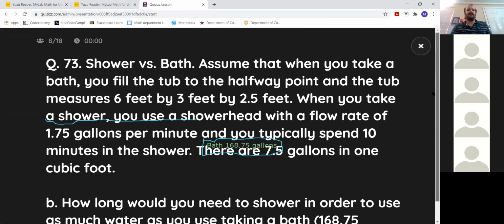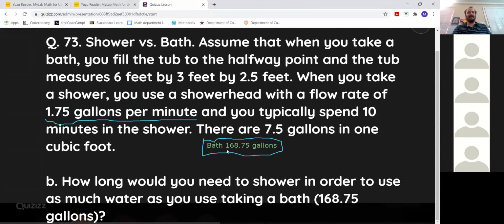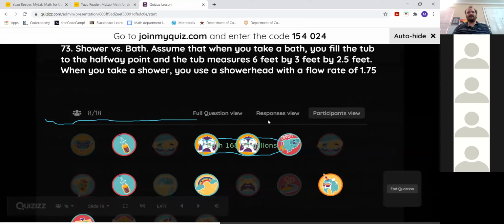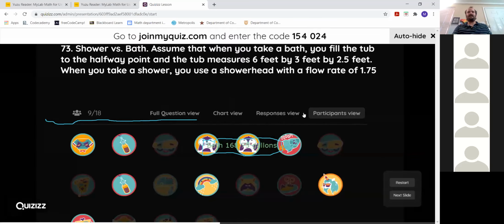All right, so if we start out with 168.75 gallons, and we know it's doing this many gallons per minute, this is giving us a fraction with gallons on one end and minutes on the other. So gallons should be in your denominator, and minutes should be in your numerator. Gallons on bottom, minutes on top. And if we do that, we're going to take 168.75, and it should be division, I believe, right? If you do that, it should be giving you 96.43.